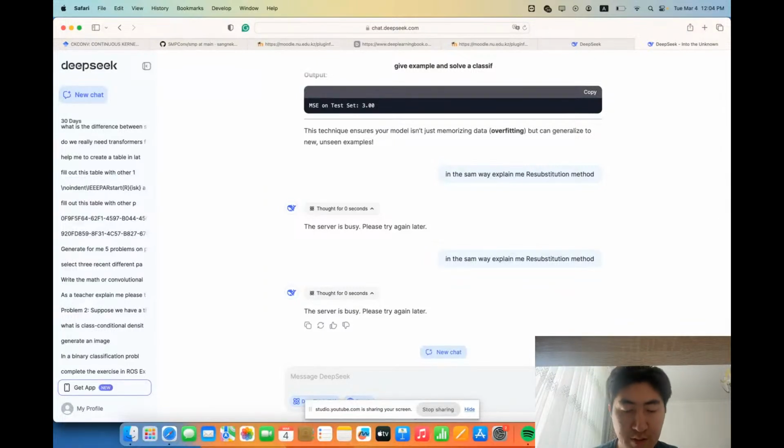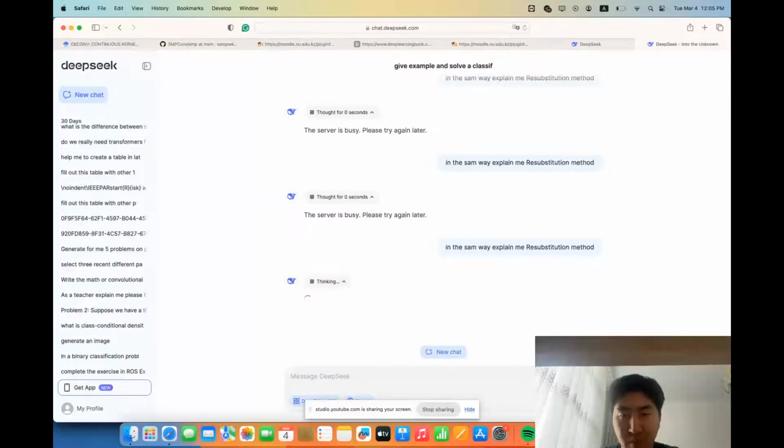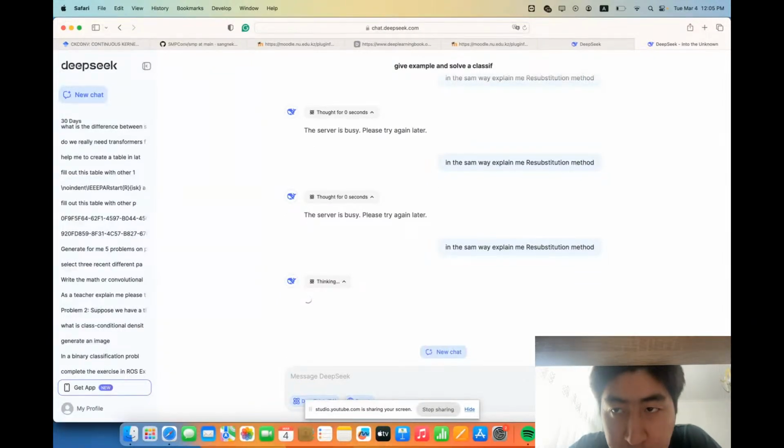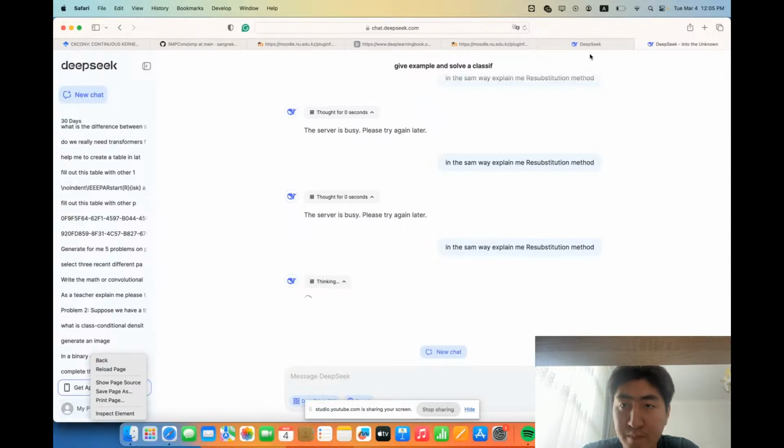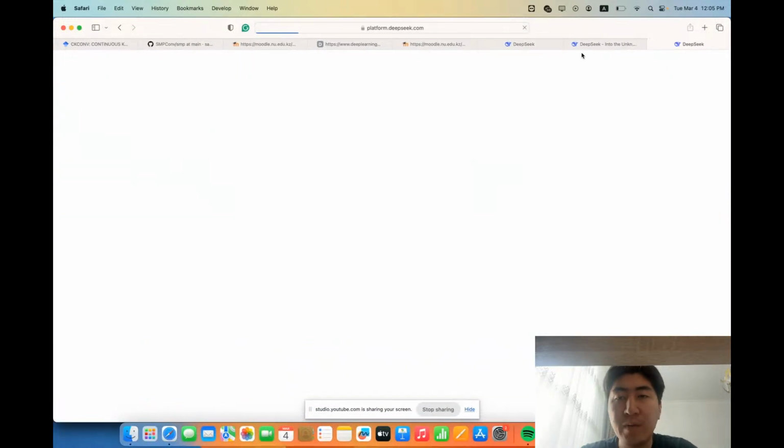So that's the thing. Okay, we're still trying to connect to DeepSeek. Let's see. By the way, does DeepSeek have pricing? So we go to the API platform.